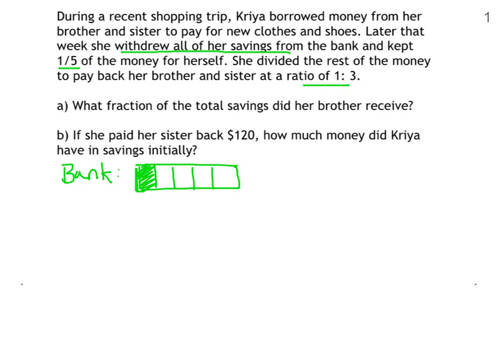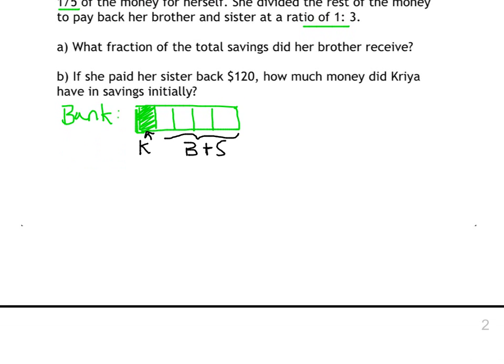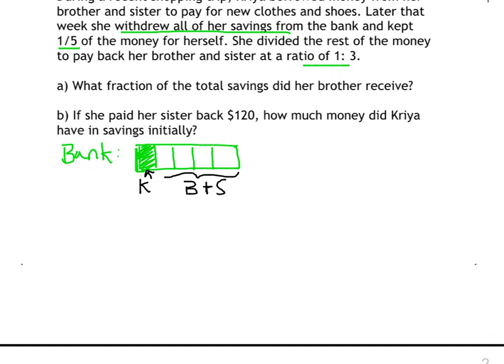Let me label this before I forget. So this is Kriya's amount. And then the rest of this is what her brother and sister got. So we'll just label that just so we remember how it's going to break down. All right, let's move this up and just keep working.